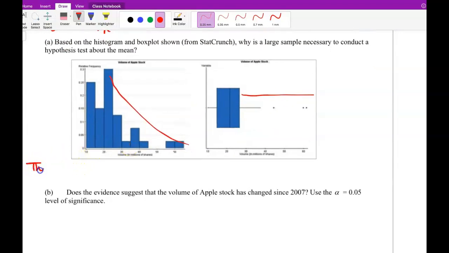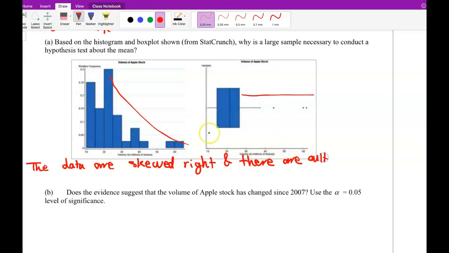Okay, so the data are skewed, right? And there are outliers. That's why we need our sample size greater than or equal to 30.